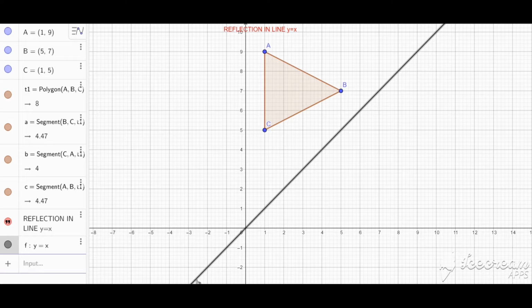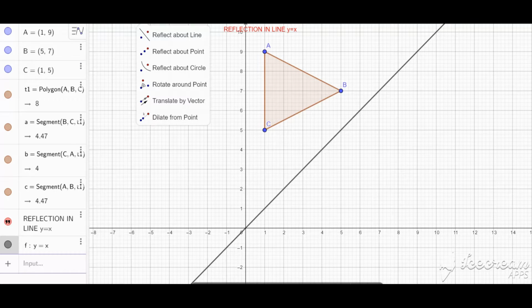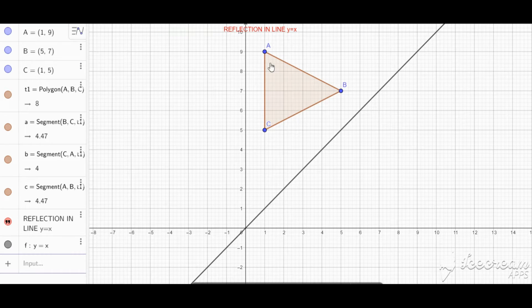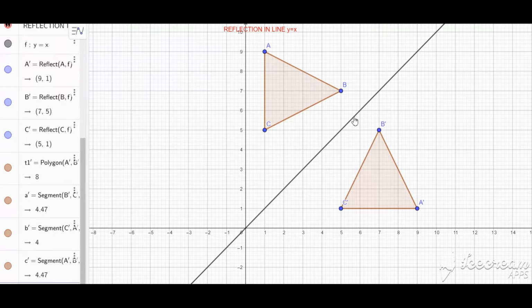Now let us see what happens with the image. Bear in mind that the coordinates of my object are at the top left here. So A is 1, 9, B is 5, 7, and C is 1, 5. So let us see what happens with this reflection. I'm going to be using the GeoGebra software again, and I'm reflecting in the line y equal x.